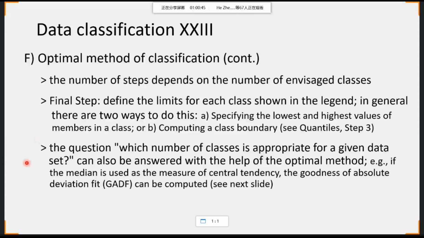The question of which number of classes is appropriate for a given data set can also be answered with the help of the optimal method. And this is very interesting and important. So for example, if the median is used as the measure of central tendency, the goodness of absolute deviation fit, GADF, can be computed. The goodness of absolute deviation fit.